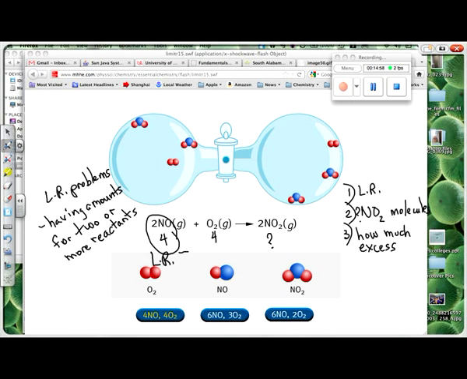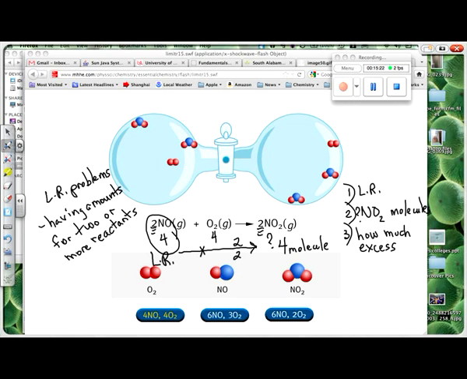Now I'm going to determine how many NO2s using our same old process, taking that amount in molecules this time, but you'd be in moles normally. 4 times coefficient of what I'm moving to, 2, over what I'm coming from, 2, and that's why we made 4 molecules of NO2.